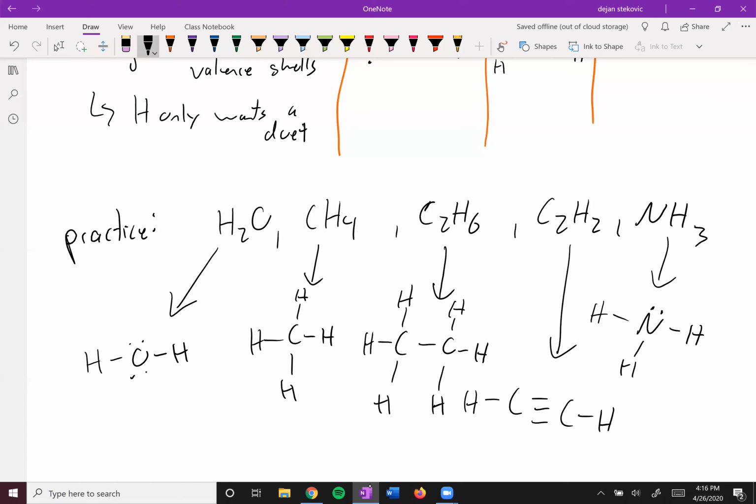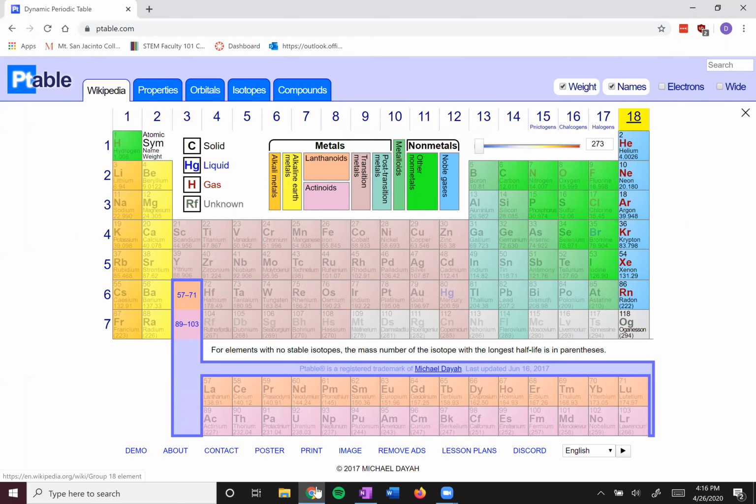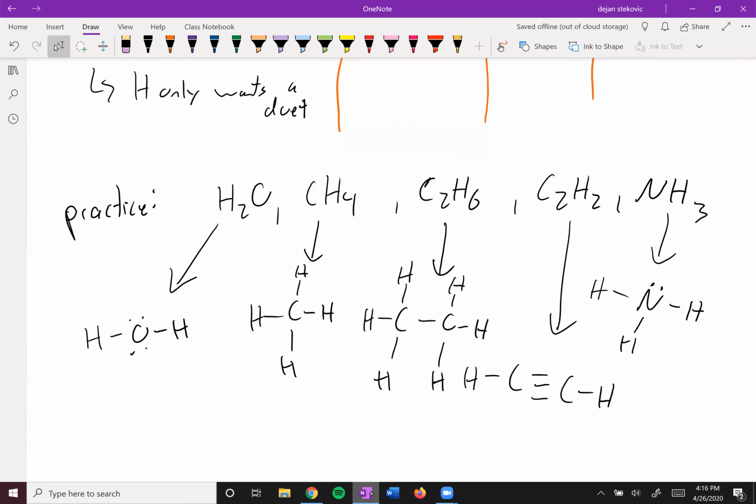Cool. And so just some things to think about. Remember, everything wants an octet. And so think about halogens generally form one bond. Oxygens or chalcogens generally form two. Pnictogens generally three. And then carbon over here generally four bonds. So just something else to keep an eye on.